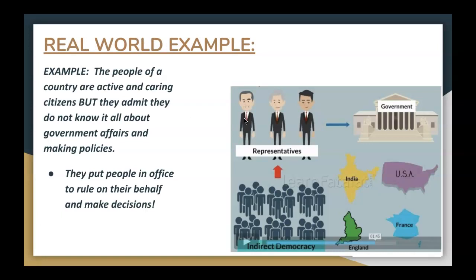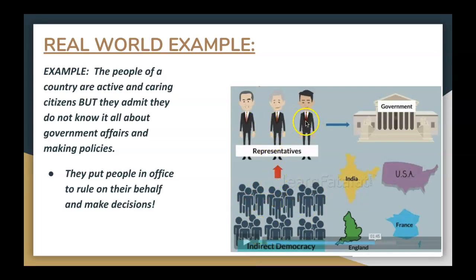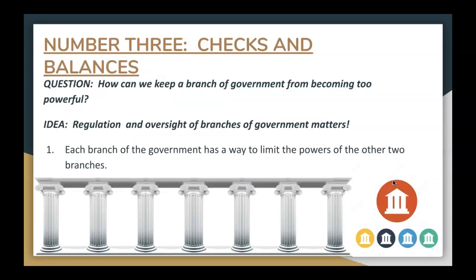An example of this would be the people of a country who are active and caring citizens, but admit that they don't know much about government affairs, policies, and politics. So they put people in office that they trust to make decisions on their behalf. This diagram basically explains that. We, as an electorate, need to be as informed as possible to make sure that the people who represent us can go to government and make change for the country they serve.